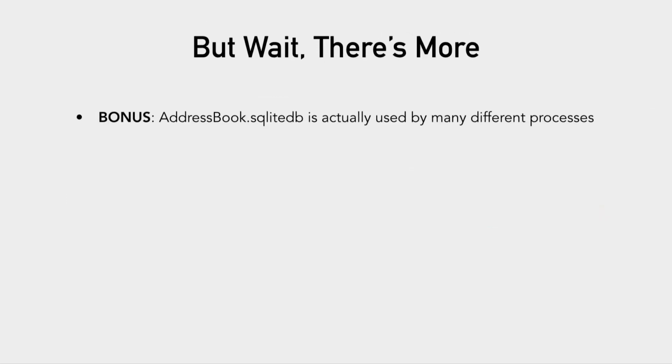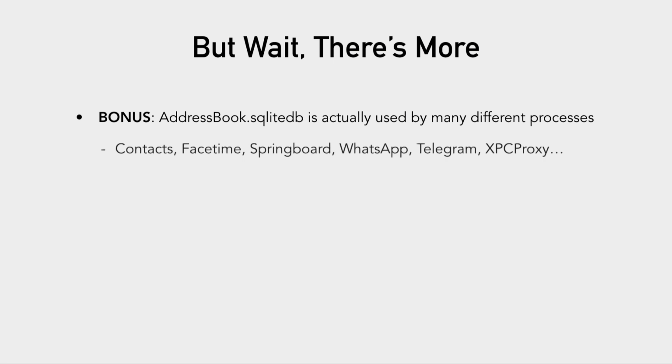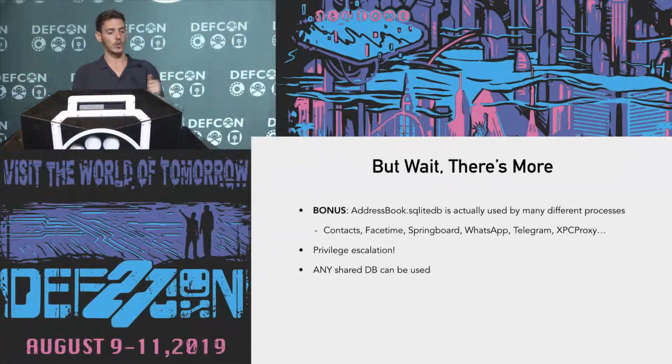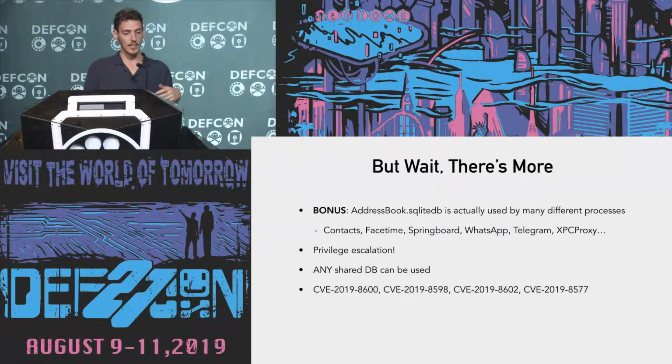because the contacts DB within your iPhone is actually used and shared by many, many different processes. So whether it's the Contacts app or FaceTime, Springboard, WhatsApp, Telegram, XPC Proxy, many, many processes, some of them are more privileged than others. And we've actually established the fact that we can execute code in the querying process. So this actually means that we got privilege escalation using our tricks, right? And actually there's nothing special about Contacts DB. Any shared database can be used to achieve our goals. All these methods and techniques were reported to Apple, and they gained those CVEs if you want to go and read about it later.